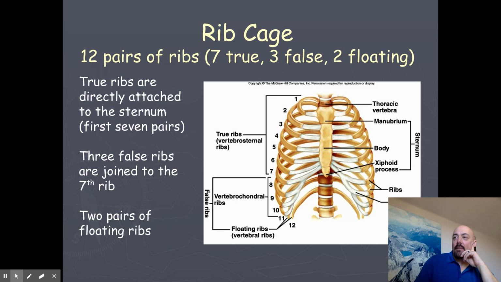But then we have 3 what we call false ribs. And what that means is, the 8th rib starts at T8, the 9th rib starts at T9, 10th rib starts at T10, and they wrap around, but rather than attaching to the sternum, they attach to the 7th rib. That's what we call the costal arch.